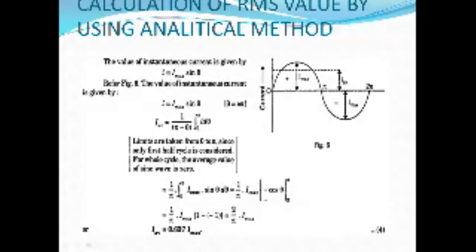If we consider voltage instead of current, then V average is always 0.637 Vm. Last time we found the RMS values. The RMS value is always 0.707 Im, and I average is always 0.637 Im. You should remember these formulas, as they will be helpful for solving problems.